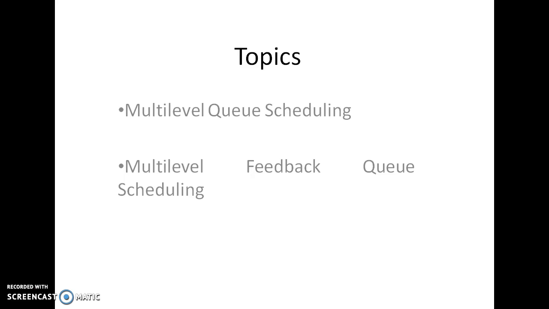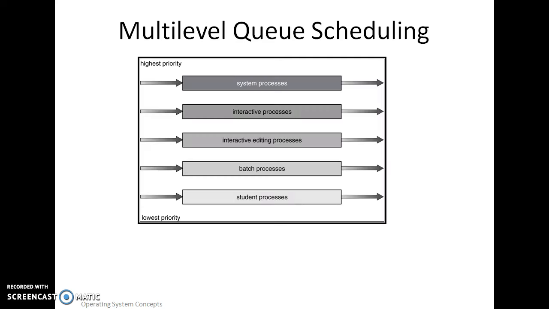In this session, depending on the type of process, whether it is an interactive process, a background process, a low priority process, or a high priority process, we are going to categorize the ready queue. So here we are going to deal with multi-level queue scheduling and multi-level feedback queue scheduling.